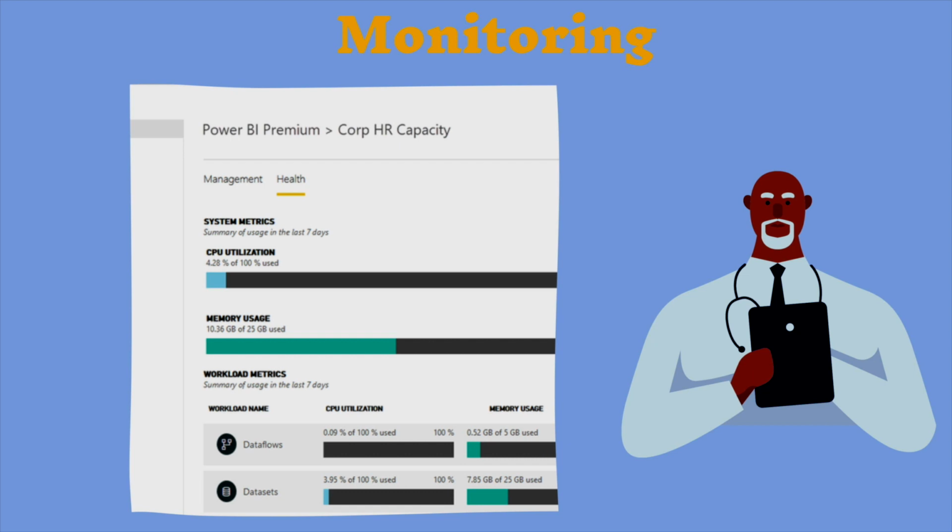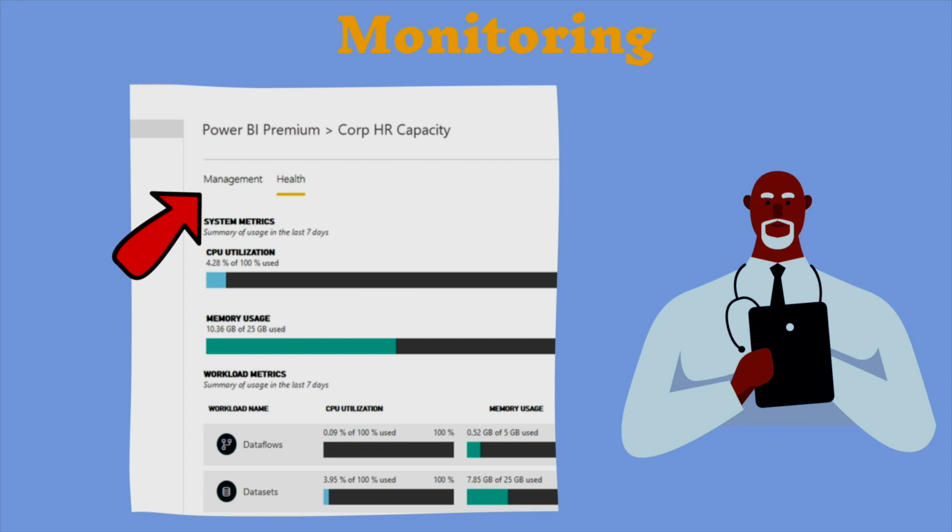Now let's talk about monitoring. How can we monitor our Power BI Premium capacities? For that, you have to go again to your capacity settings, click on any of the capacity settings that you have assigned, and once you click, you will get two options as you can see on my screen: management and health.